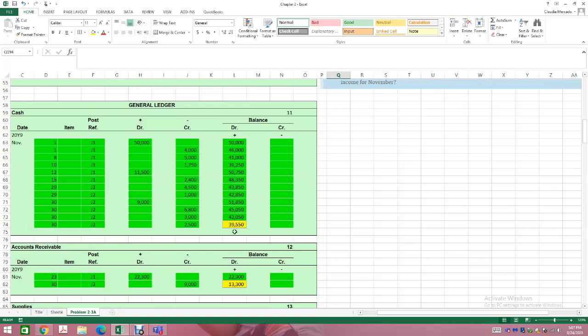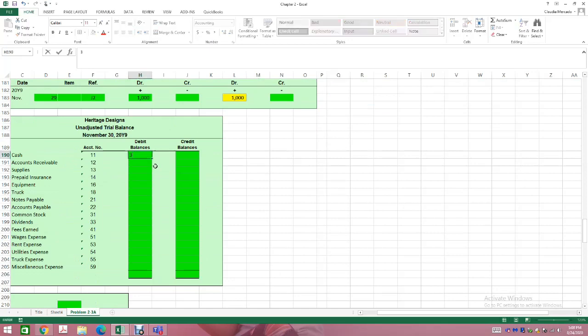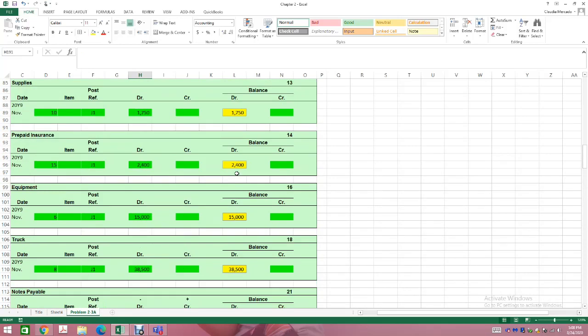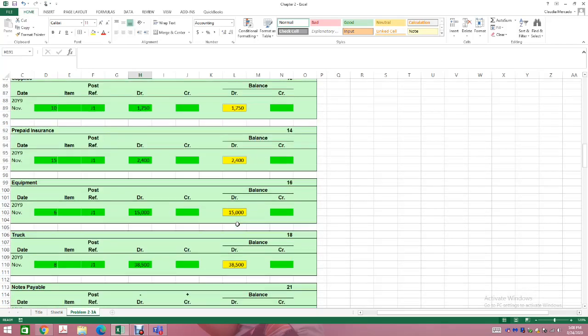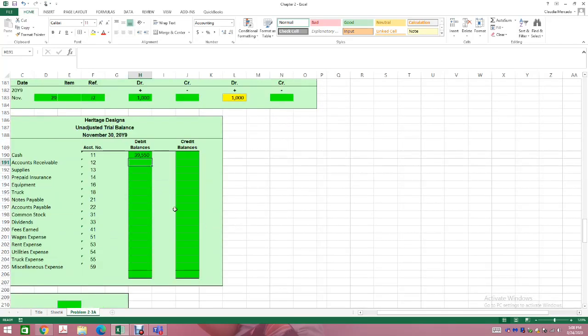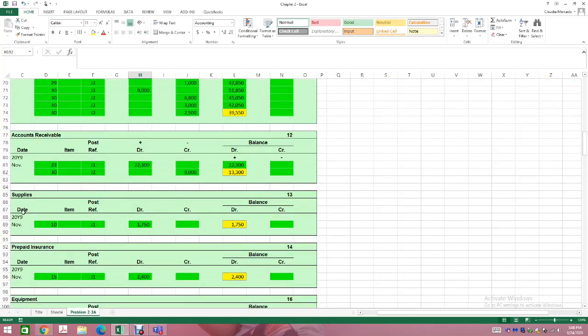Cash has a balance of $39,550 debit. Let's bring that over. Now let's go to accounts receivable. Accounts receivable has a balance of $13,300 debit. So I'm going to enter that over here. Then I'm going to go to the next one. All I'm doing is going in order in which they're provided. Supplies has a debit of $1,750.